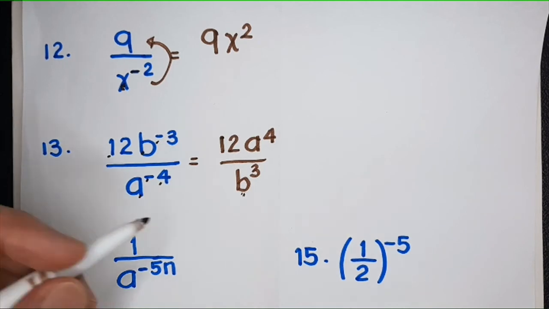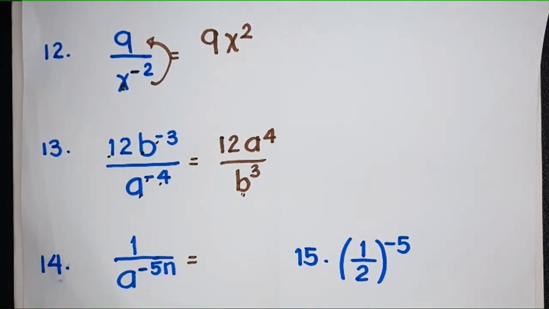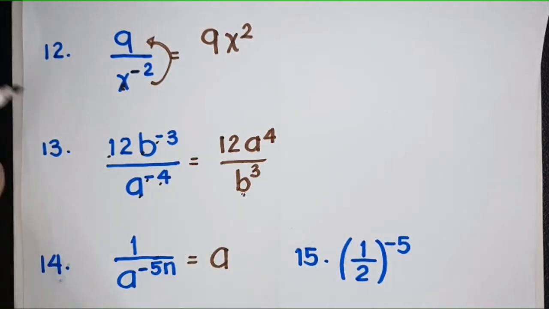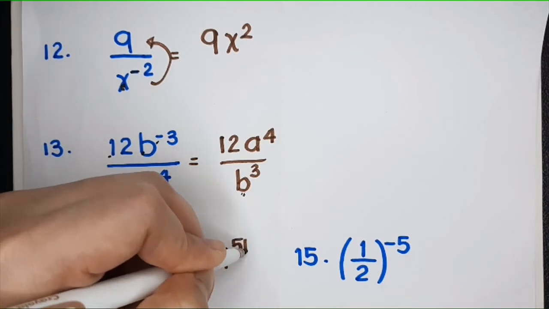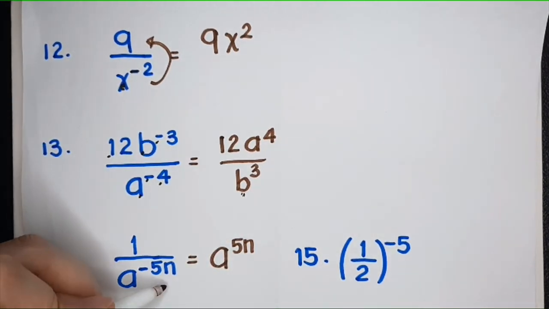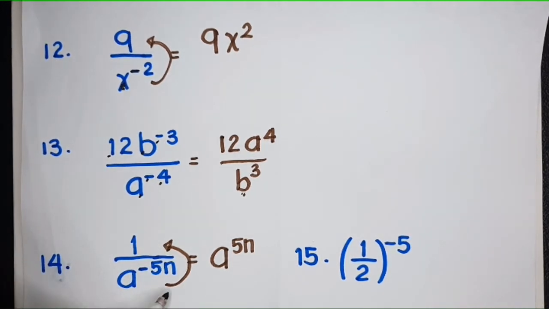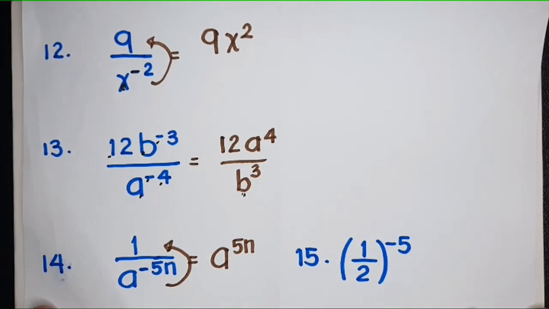Alright? Okay. What about number 14? How are you going to write this without negative exponent? Very easy, right? This is just equal to A raised to positive 5 times N. So, iaakyat nyo lang ito sa taas. Kapag ginawa nyo yan, wala nang maiiwan sa denominator. It's just 1 and you don't have to write it. Okay. So, down to our last example.